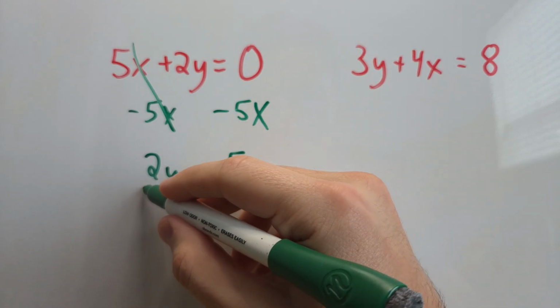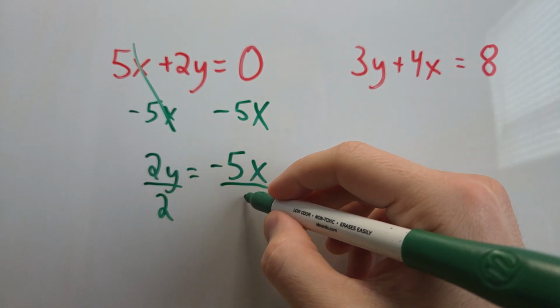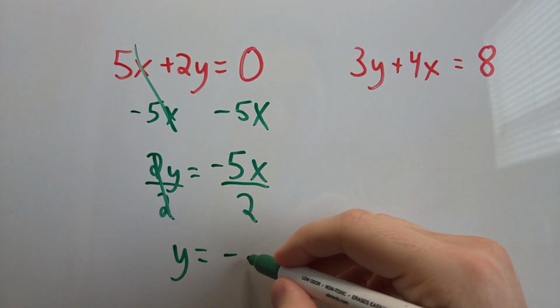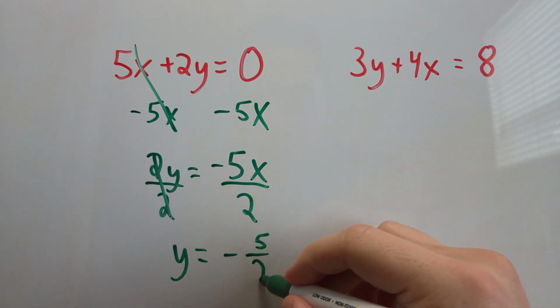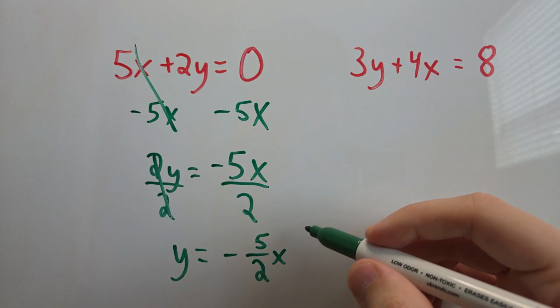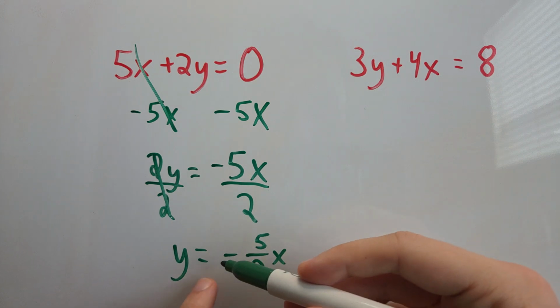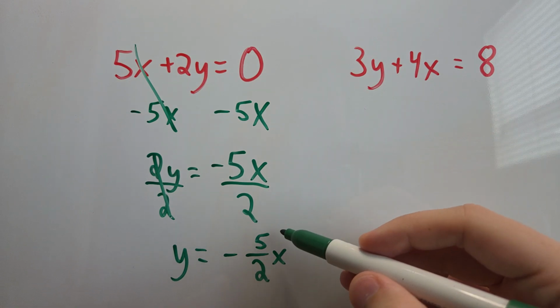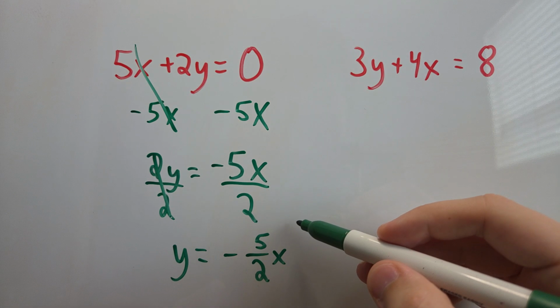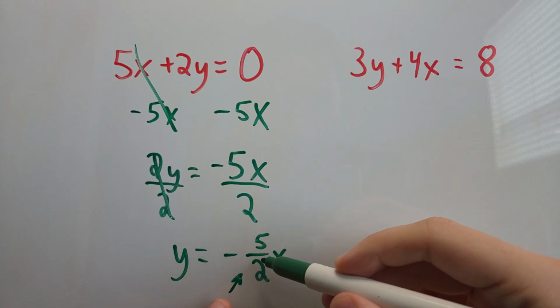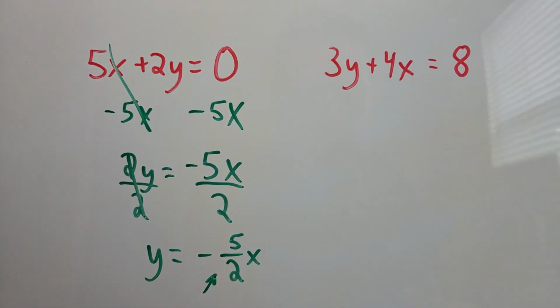Last thing we do here is divide by 2. Cancels that. Here we have y equals negative 5 over 2, or 5 halves, x. This equation has a form of y equals kx. K is allowed to be negative, that's fine, it just can't be 0. So this is a direct variation, and the constant of variation is negative 5 over 2. And that's it. Let's look at one more, this one right here.